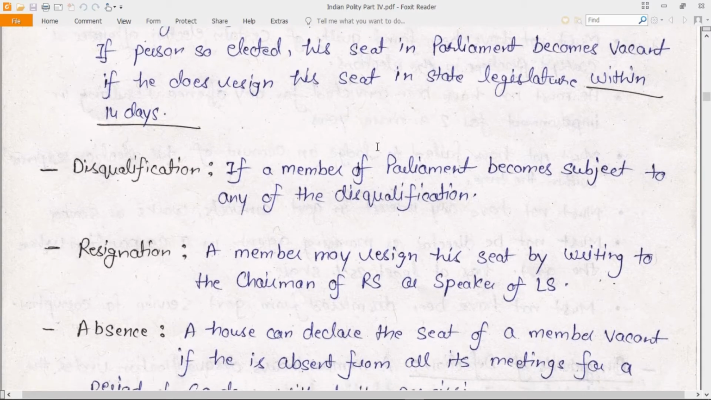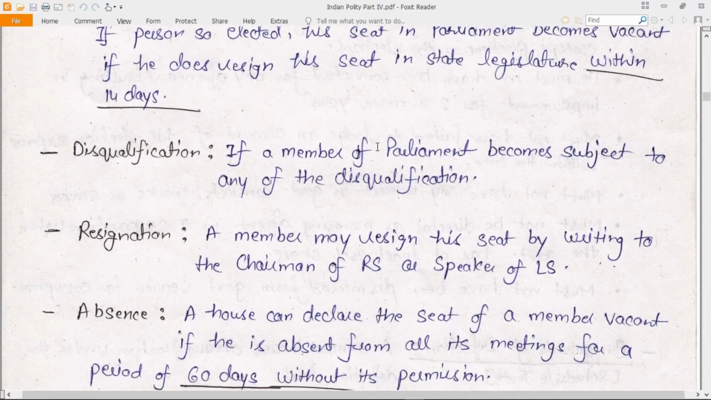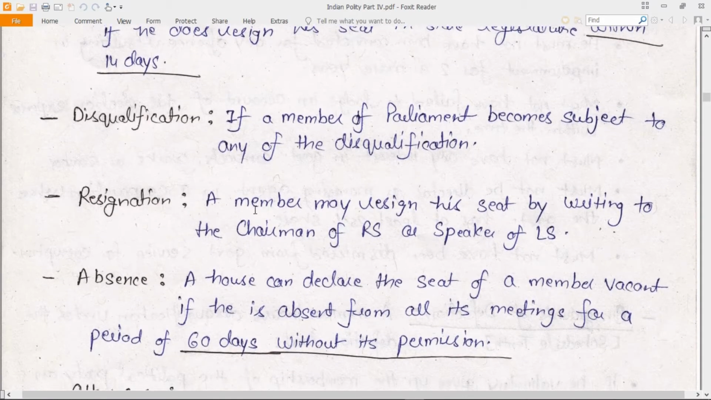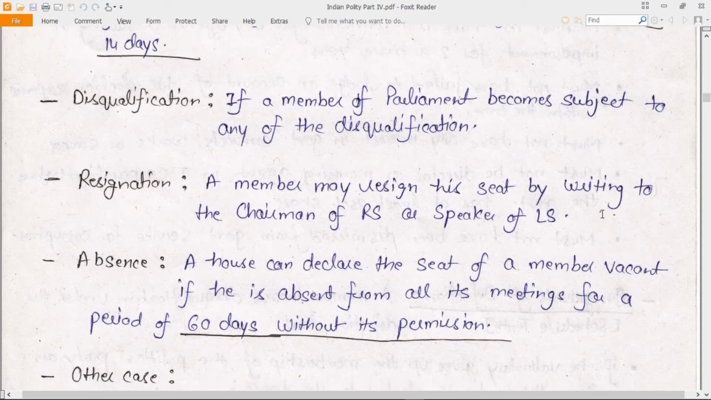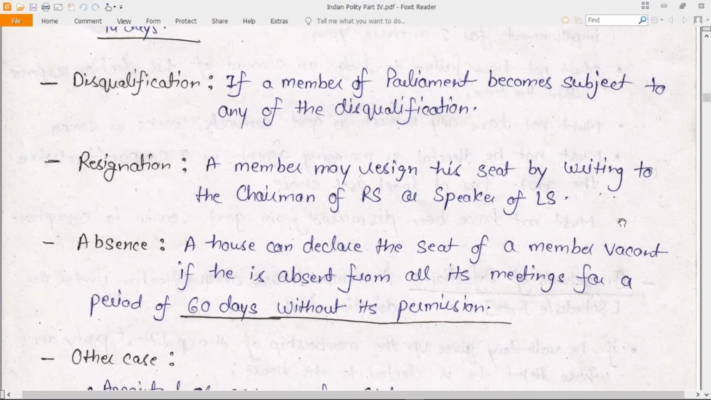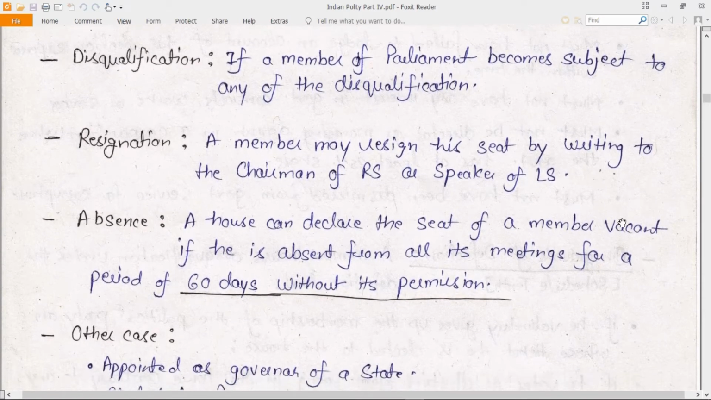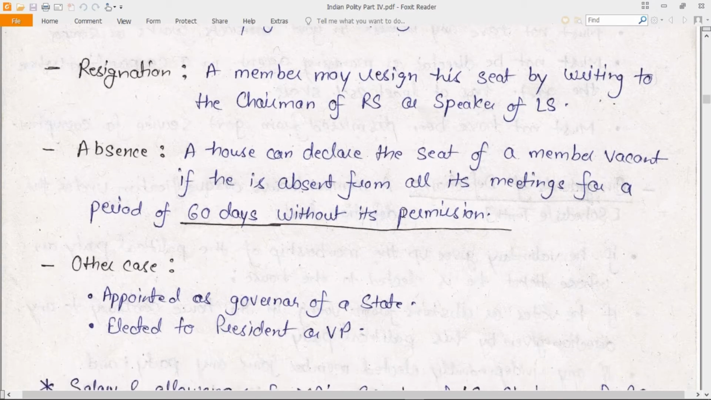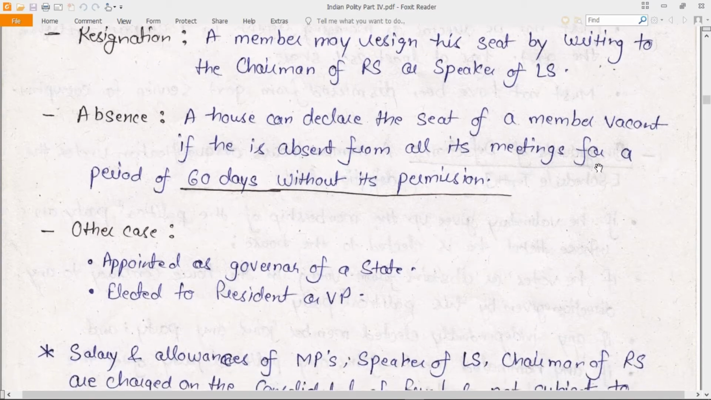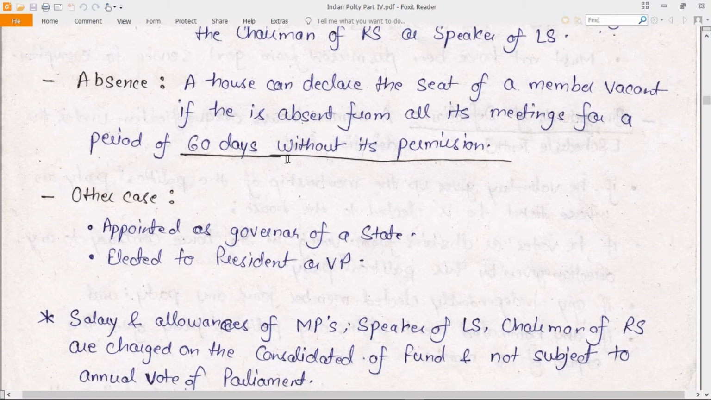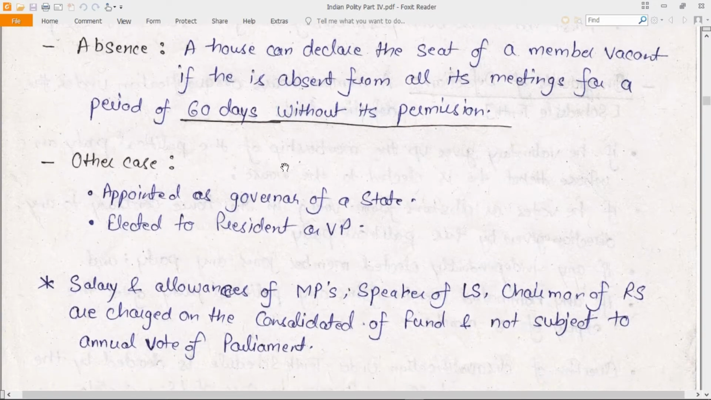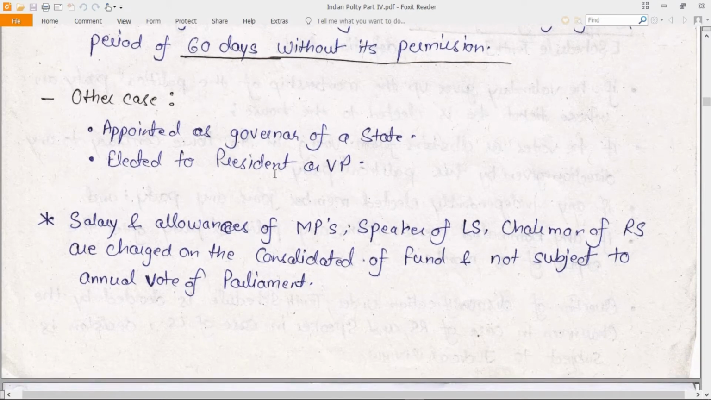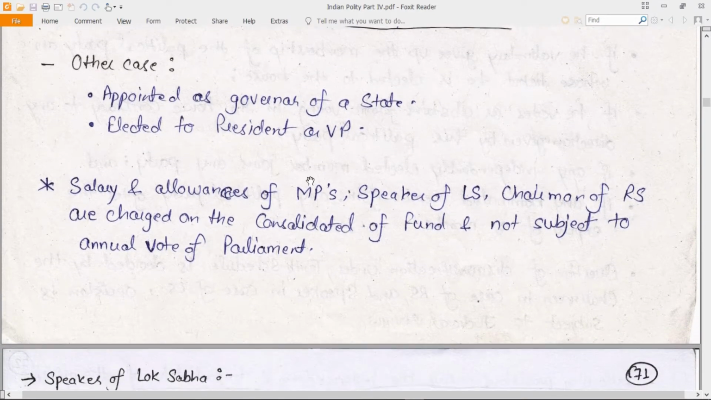Now, what is disqualification? If a member of Parliament becomes subject to any of the disqualifications, his seat becomes vacant. Resignation: a member may resign his seat by writing to the Chairman of Rajya Sabha or Speaker of Lok Sabha. Absence: a house can declare the seat of a member vacant if he is absent from all its meetings for a period of 60 days without its permission. In other cases, if he is appointed as governor of a state, or elected to President or Vice President.